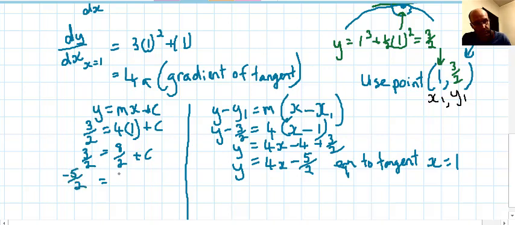So let's write that out. y equals mx plus c is y equals 4x minus 5 on 2, which is what we got just before. So that's how you get the gradient of a tangent at a point.